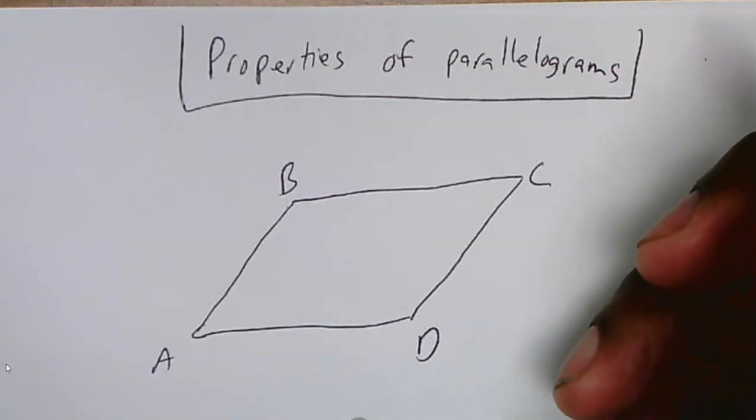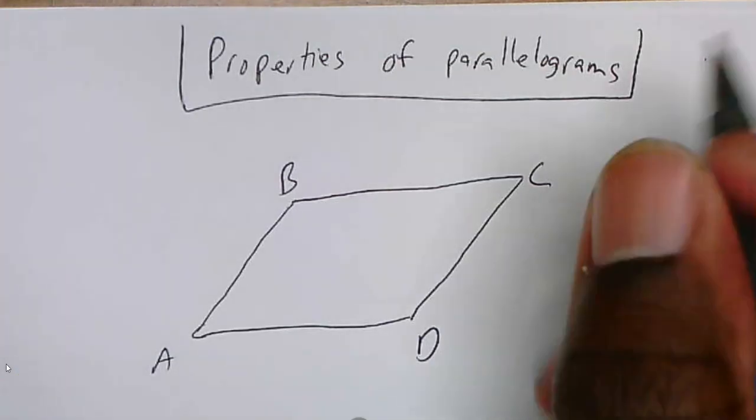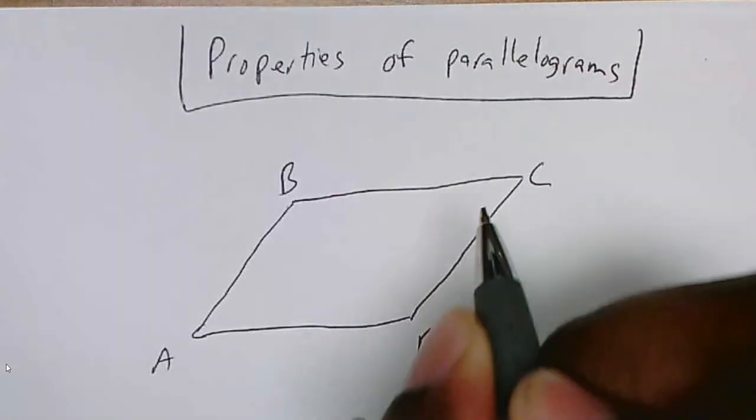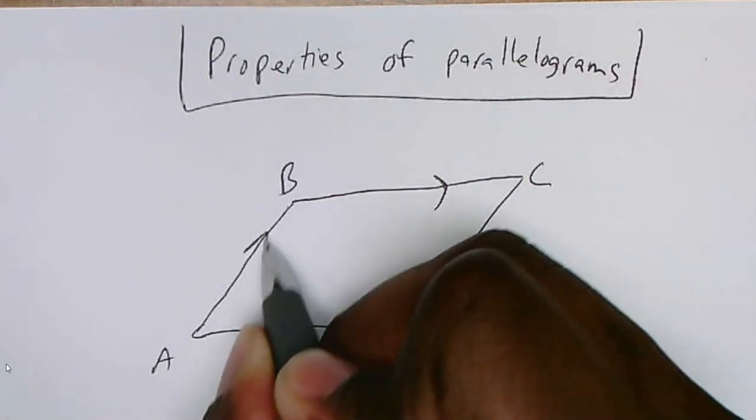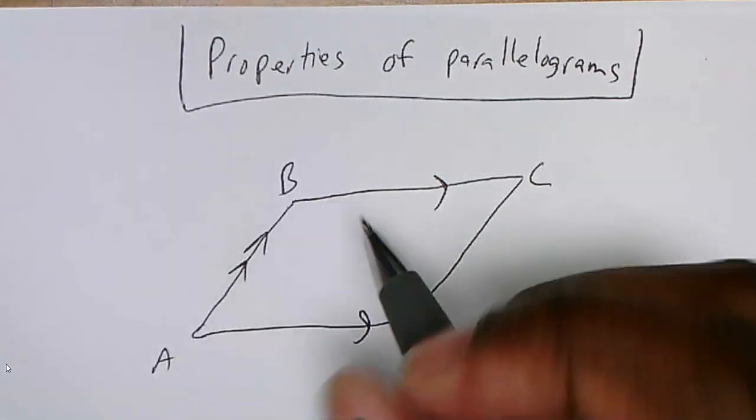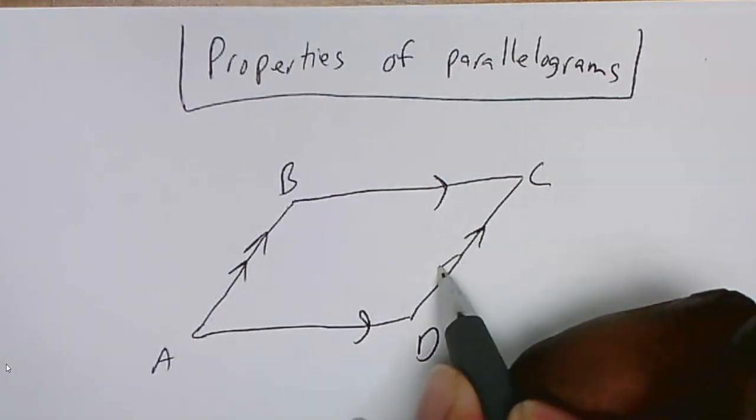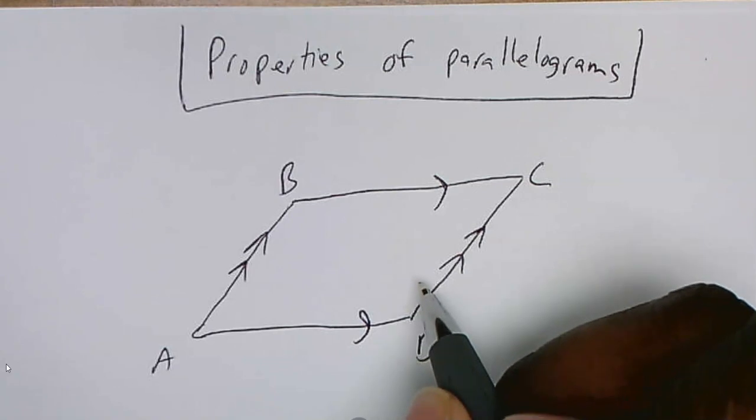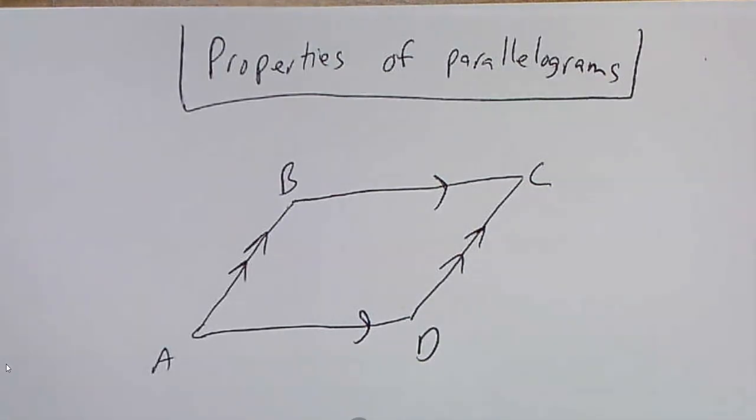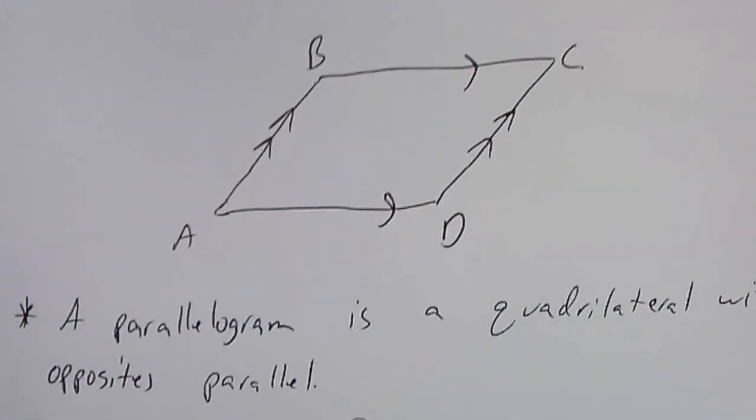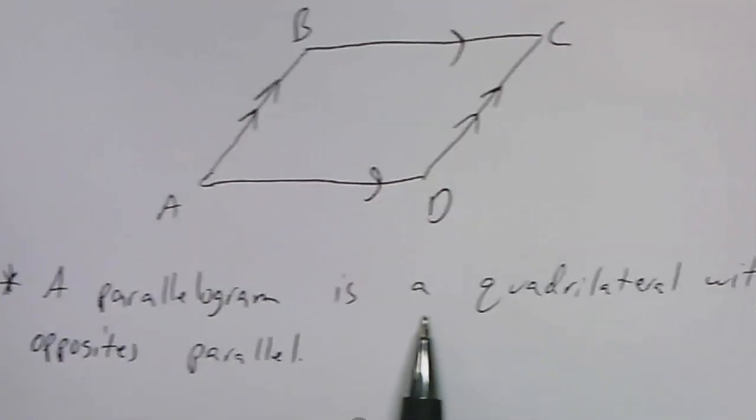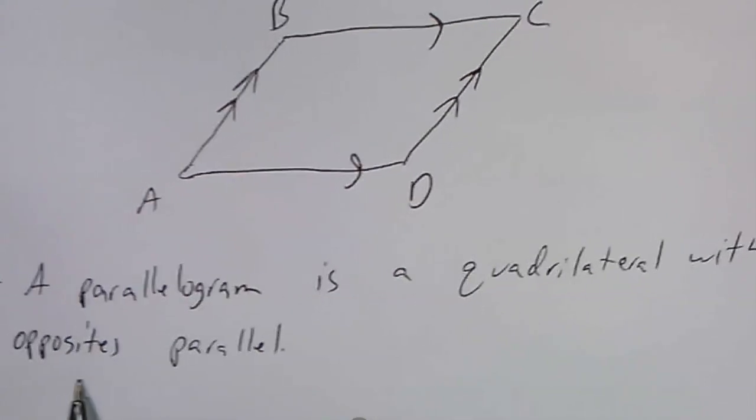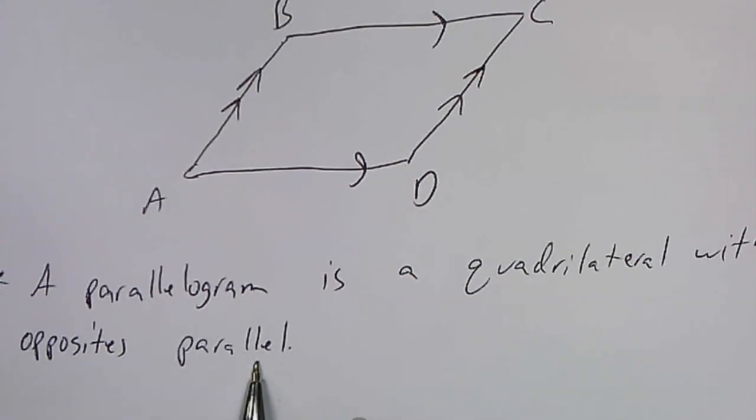Alright, so in this video, we're going to talk about properties of parallelograms. The property of parallelogram that we're going to talk about first is that a parallelogram is a quadrilateral with opposite sides being parallel. So by definition, a parallelogram is a quadrilateral with opposite sides parallel.